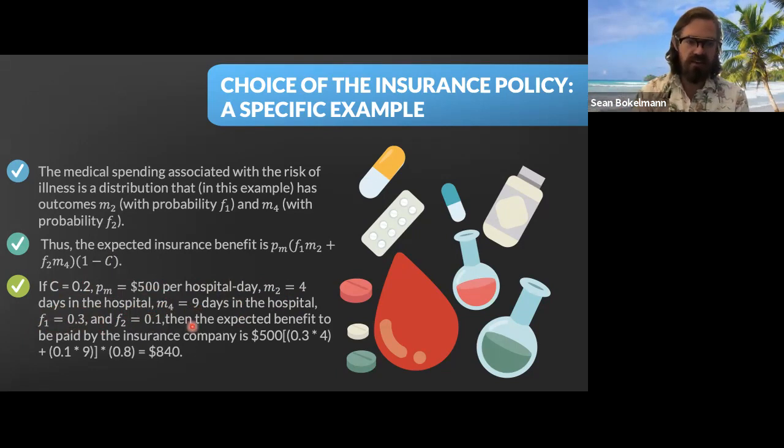We can then calculate this expected payout by the insurance company. It's the $500 per day in the hospital times the expected number of days in the hospital times the rate that they pay. So they pay 80% of the cost. With these numbers, it ends up being $840. So that's what the insurance company expects to pay out.